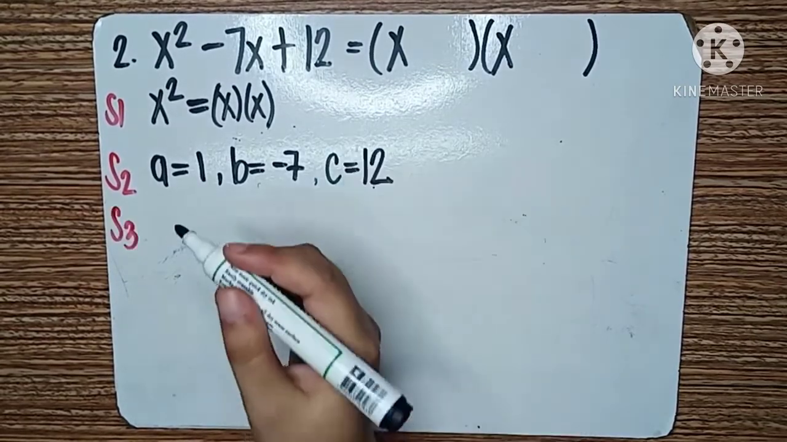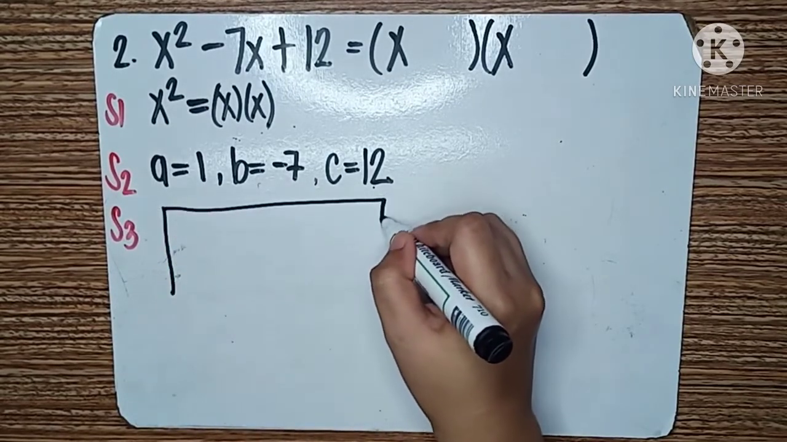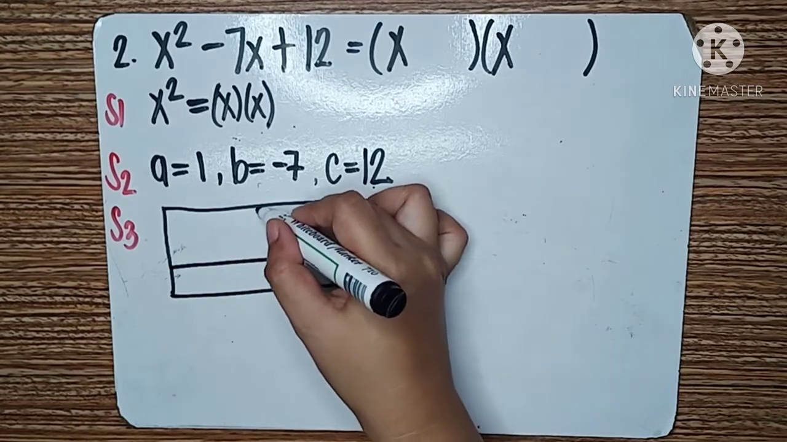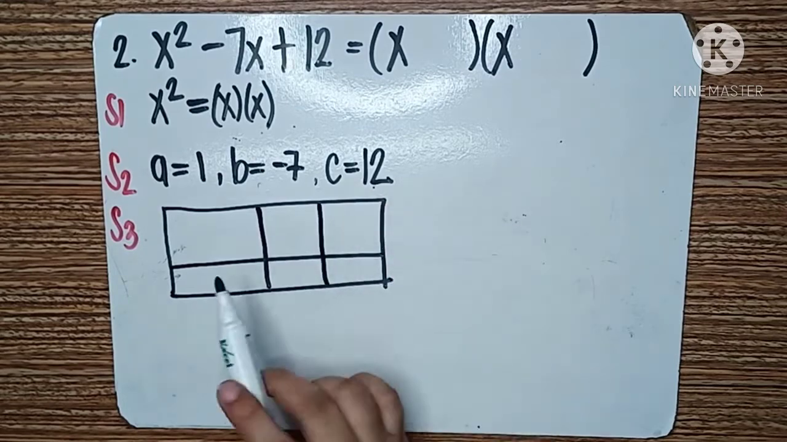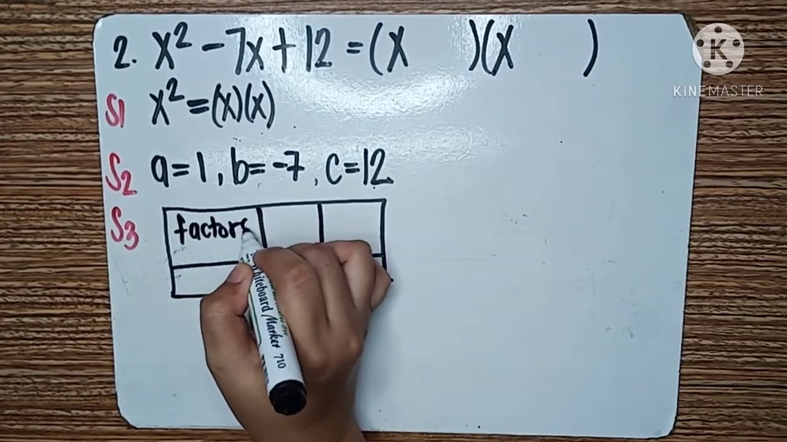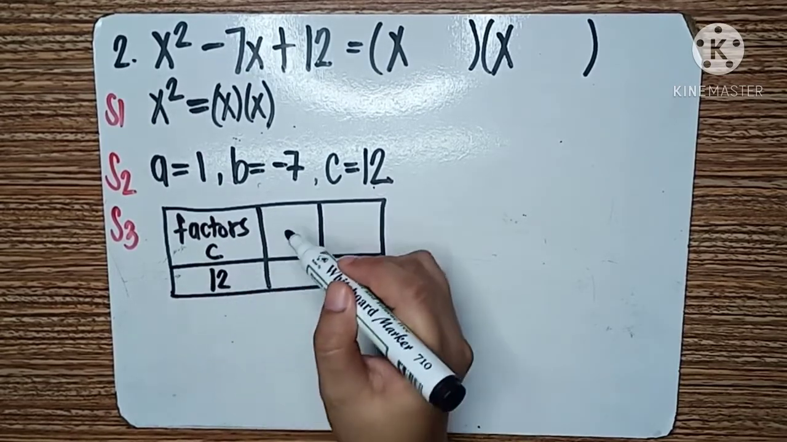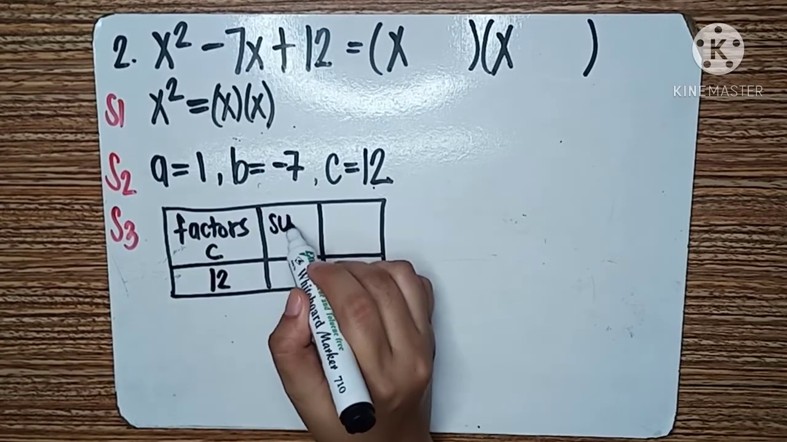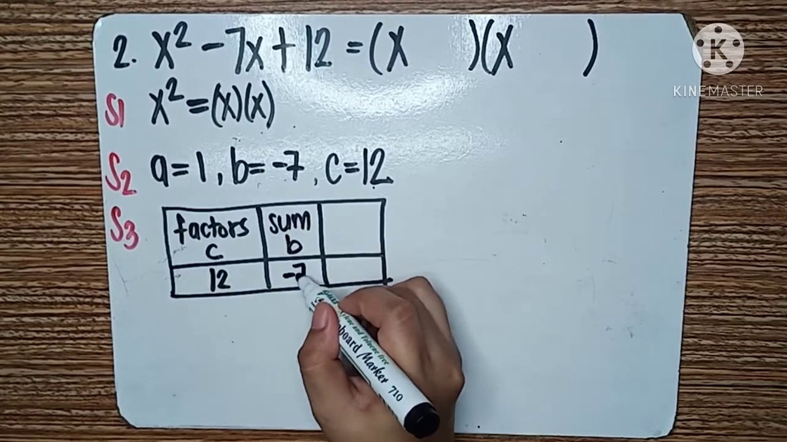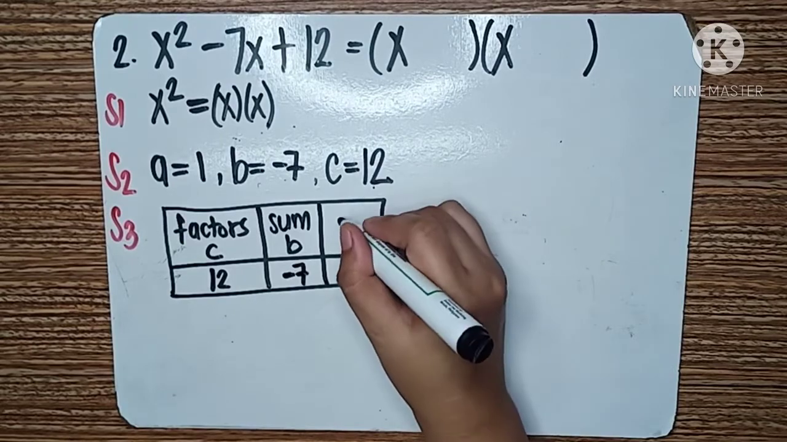Ayun, yung constant term. For step 3, we'll draw a box with 2 rows and 3 columns. For the first box, we'll write factors of c, which is equal to 12. For the second box, we'll write sum of b, which is equal to negative 7. And now, the third box is our answer.